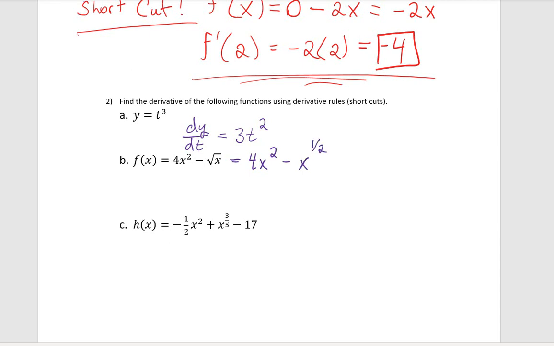So when I take the derivative, I'm going to do the same thing I've been doing before. So f prime of x is going to be, so I bring that 2 down in front, that'll be 8x, because 2 times 4 is 8, minus, I'm going to bring that 1/2 down in front, x, and remember the derivative rule says that I still need to subtract 1 from that, so it'll be negative 1/2.